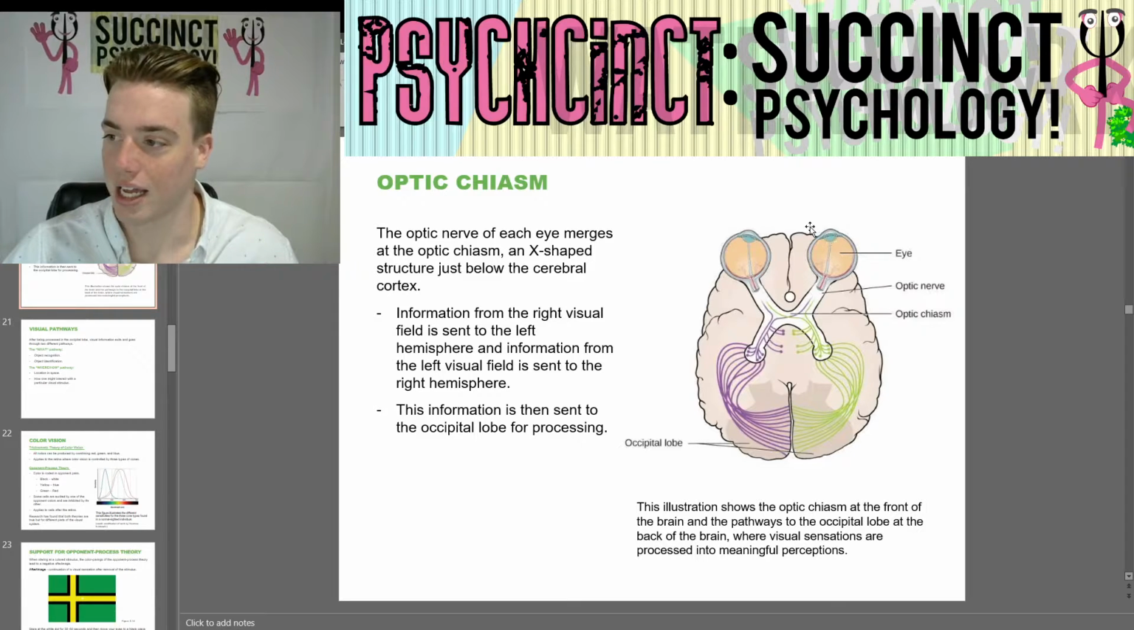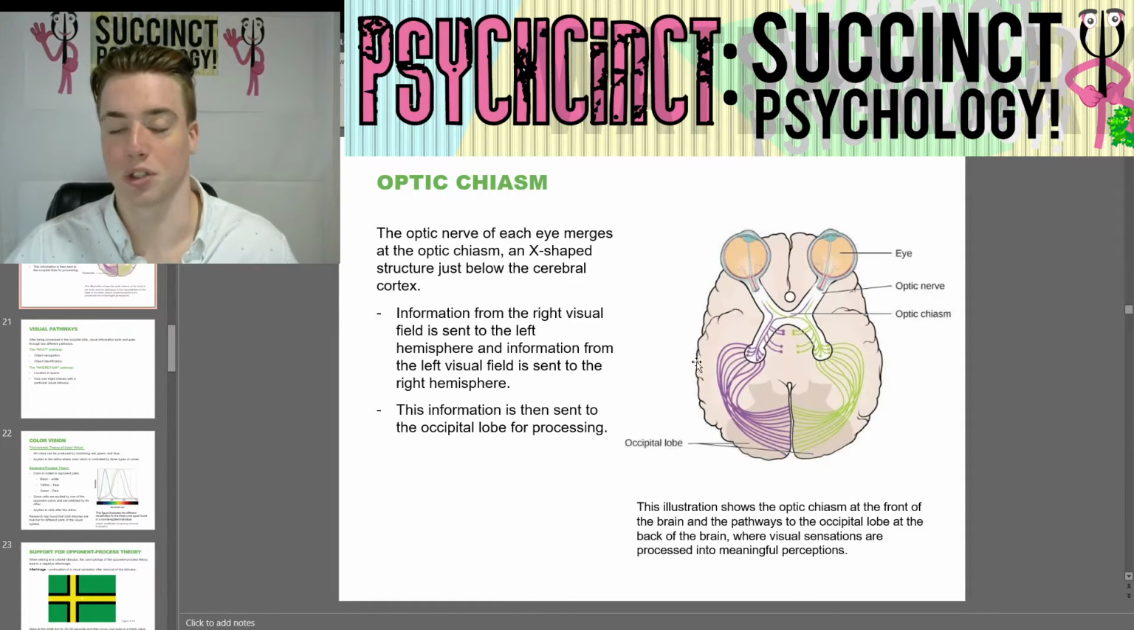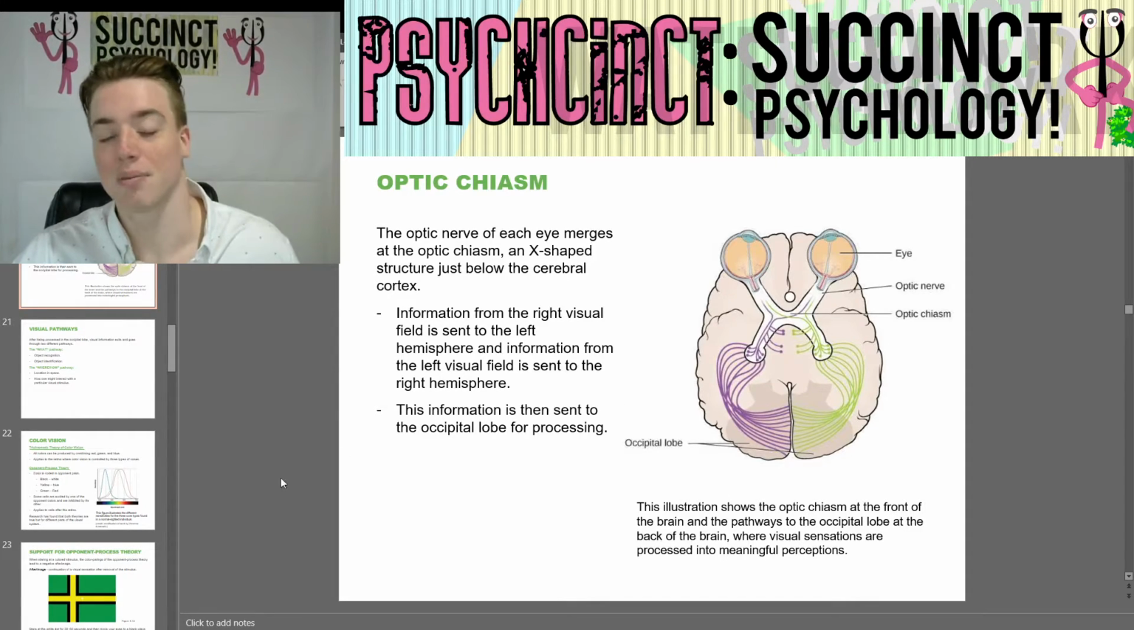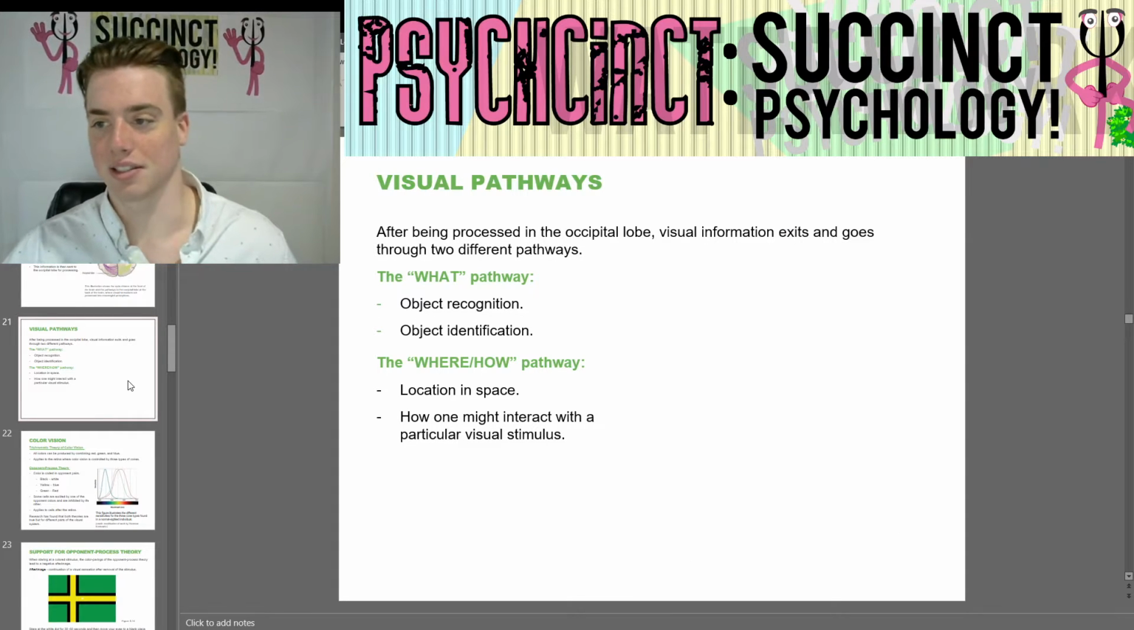See, the right eye is absorbing light information, so it goes to the left hemisphere, and vice versa for the left eye, and those go to the occipital lobe, where your visual sensations, so what you see, are processed into meaningful perceptions. For example, with this process, you see a line, it goes through your optic chiasm to the occipital lobe, and then you process that into a meaningful perception, which is, oh crap, there's a line right in front of me. So it's a little example.